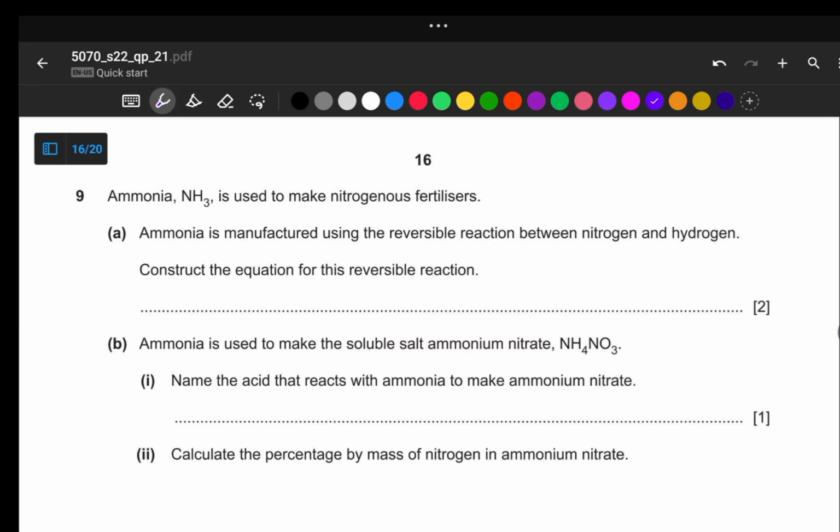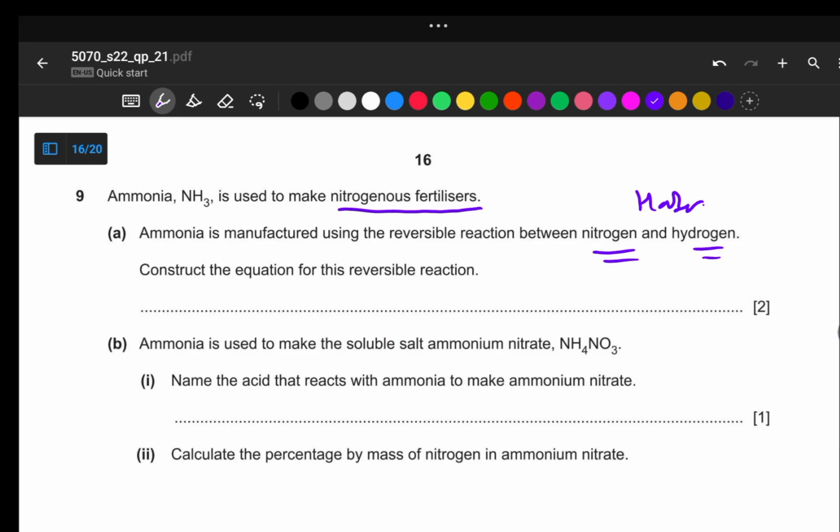Number 9 says ammonia is used to make nitrogenous fertilizers, ammonium chloride, ammonium sulfate, and etc. So ammonia is manufactured using the reversible reaction between nitrogen and hydrogen, what you call the Haber process. You should be able to give the conditions for the Haber process, right? The temperature 450, pressure 200 atm, and we are going to have the catalyst, which is powdered iron. And to explain why the catalyst is powdered, not solid iron: powdered to increase the surface area.